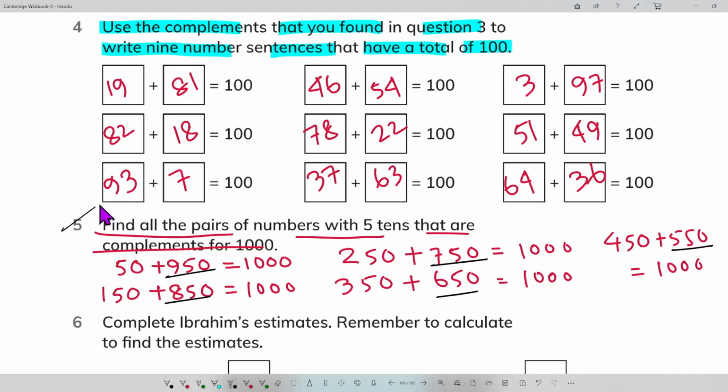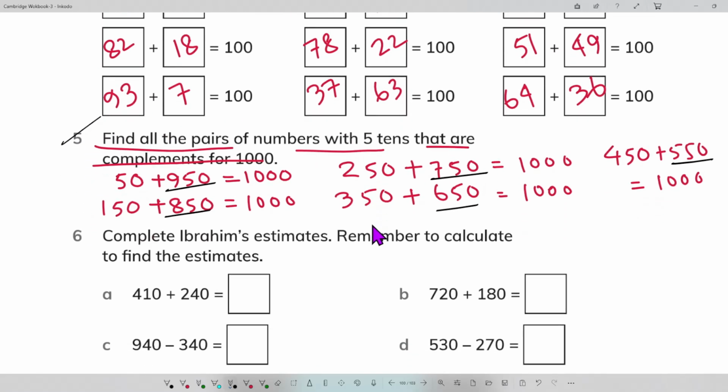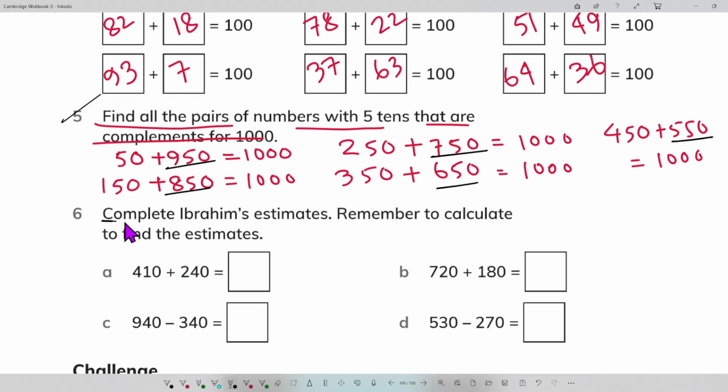Okay, very nice question. I hope you clear this one. Next, complete Ibrahim's statement. Remember to calculate to find the estimate.